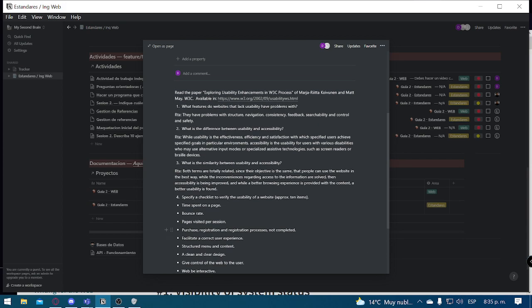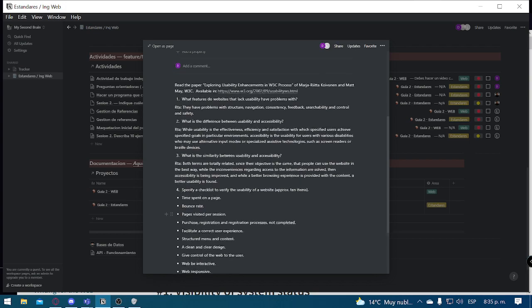So in the third question, that was what is the similarity between usability and accessibility? We say that both terms are totally related, since their objective is the same, that people can use the website in the best way. While the inconvenience regarding access to the information are solved, then accessibility is being improved. And while a better browsing experience is provided with the content, a better usability is found.